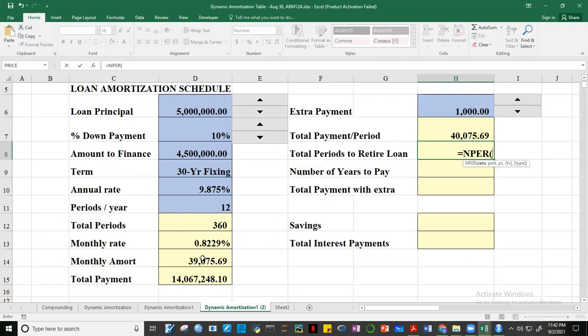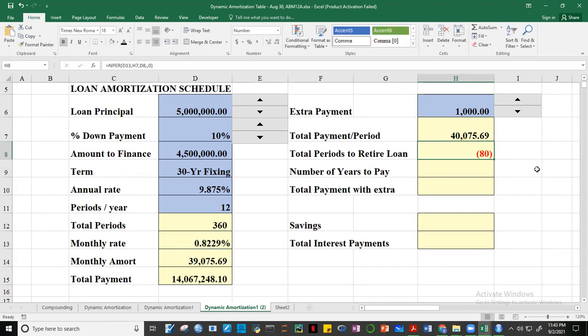And then the rate is 0.8229, comma. The PMT is the new amount, the adjusted one, the one where we added 1,000 to 39,075. And then comma, the present value is 4.5 million. For the future value, we ignore. Then for the type, we can type here 0 or just ignore it. This is an ordinary annuity.